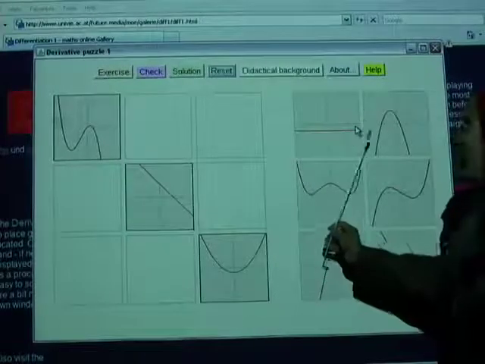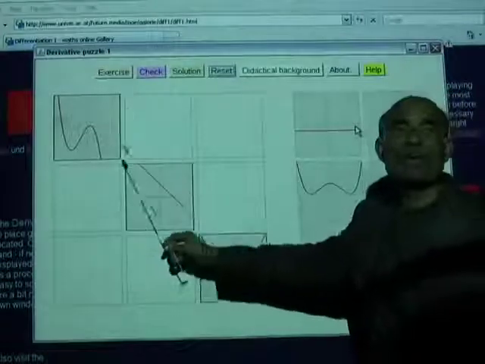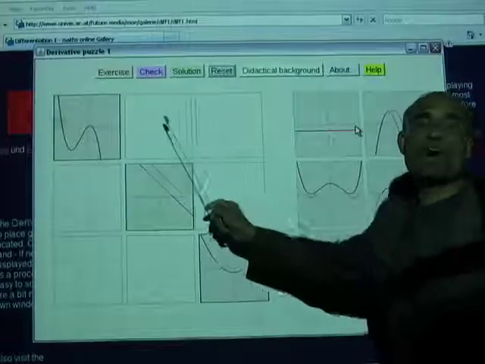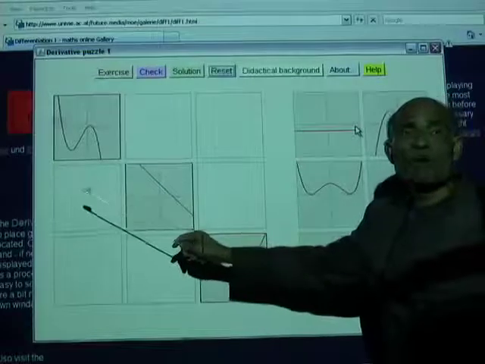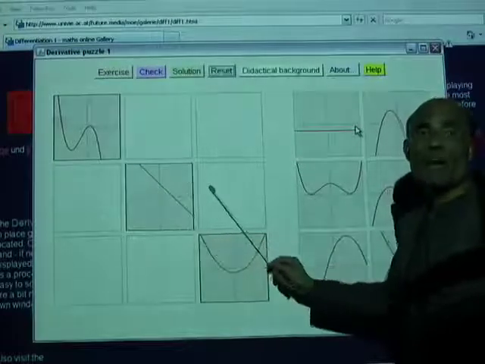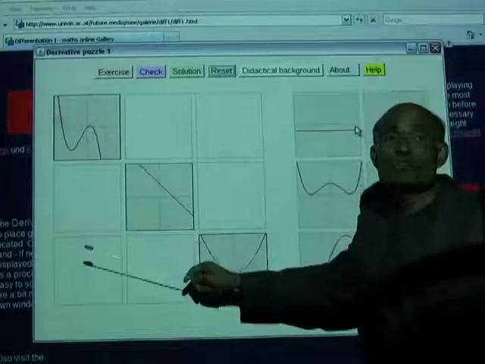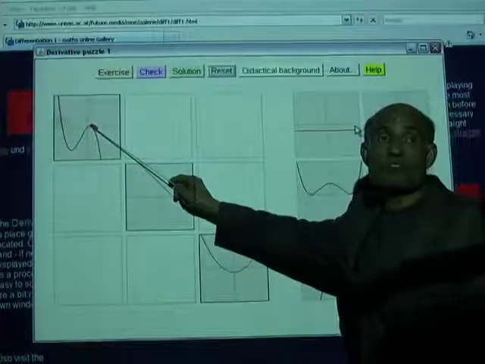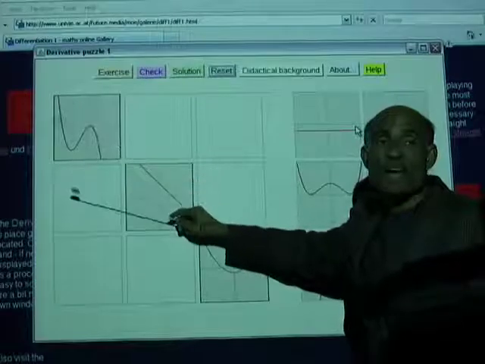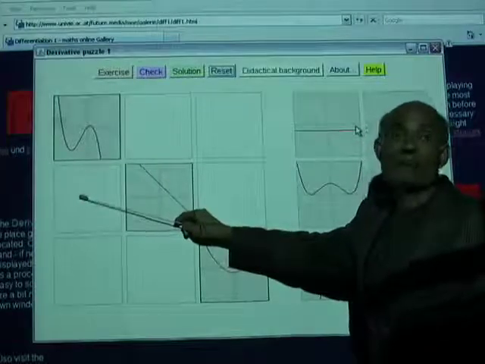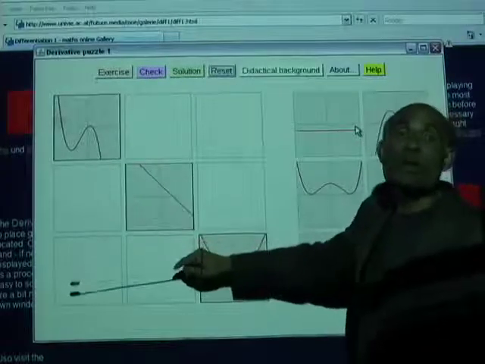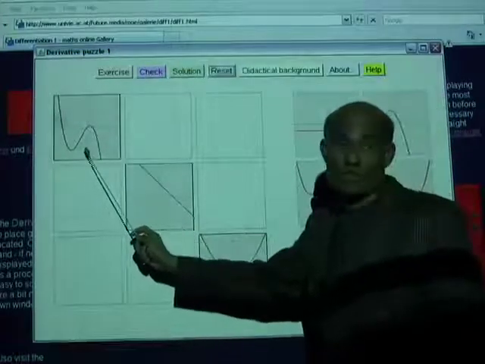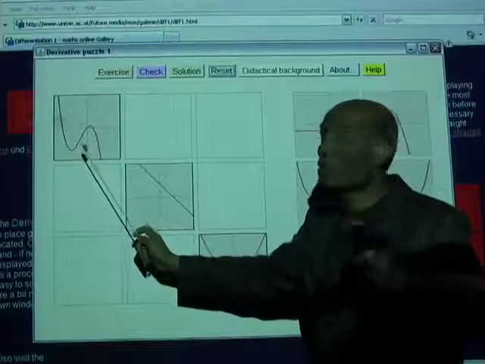You are supposed to pile all these graphs on the left side so that the function graphs will be on top, the derivative of those will be in the middle, and the derivative of those will be at the bottom. That means if you have this function graph, its derivative graph will be here, and the graph of its derivative will be below that. Alright, now let's look at something that we look for.